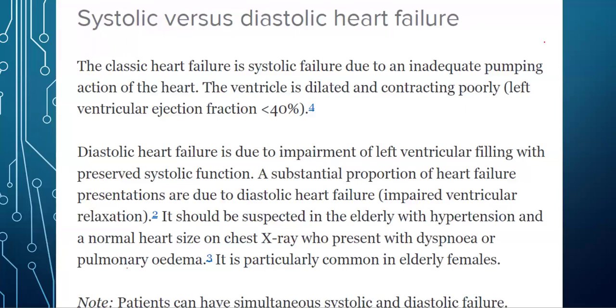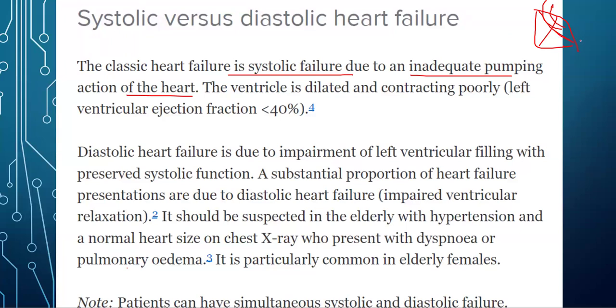So all of you know what is systole and what is diastole. Systole means when your heart needs to push blood into the aorta, the left ventricle needs to contract. This contraction of the left ventricle to push the blood into the aorta is what we call systole. Now, if this contraction is impaired, causing heart failure, that's called systolic heart failure. So systolic heart failure is the commonest heart failure, and it happens due to inadequate pumping action of the heart.